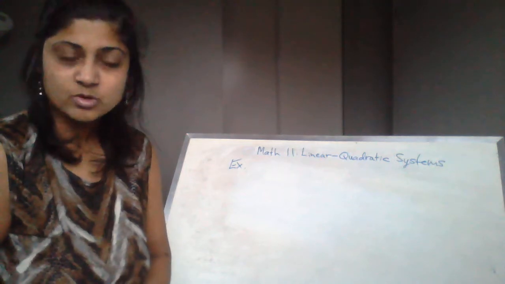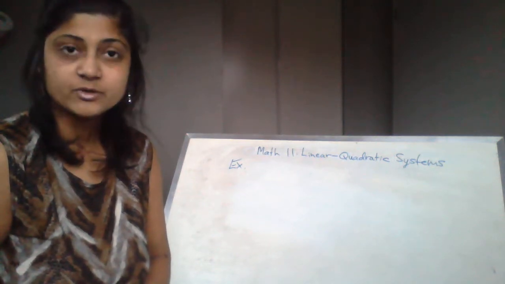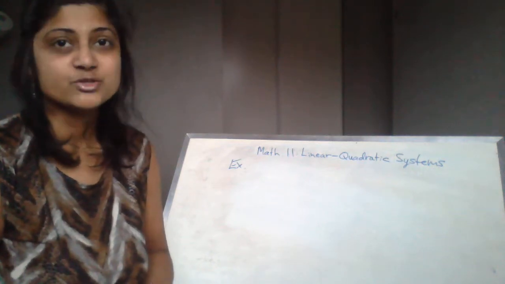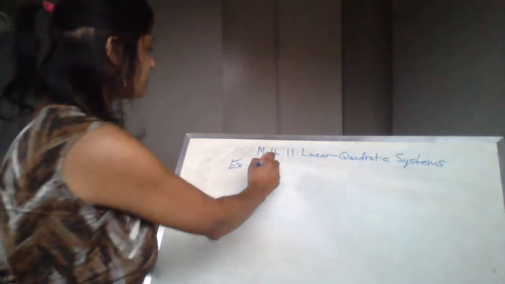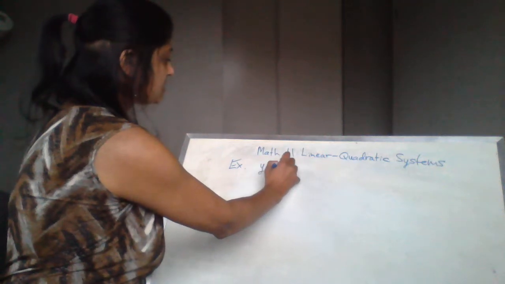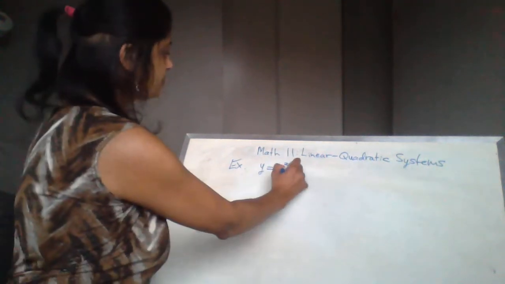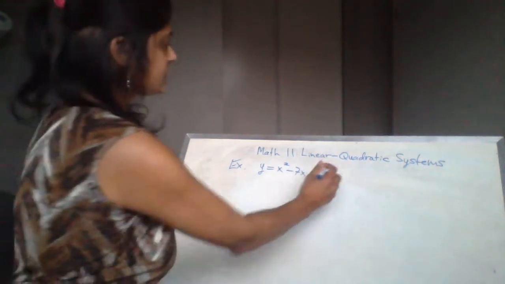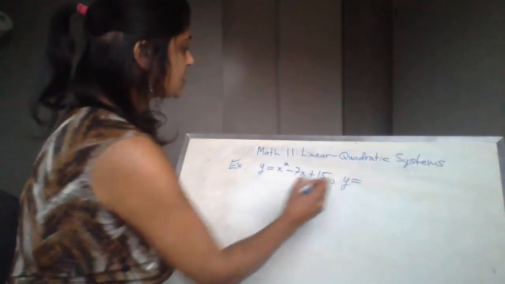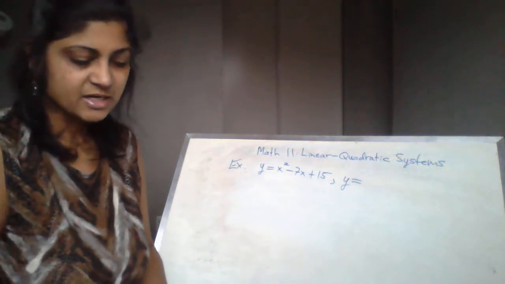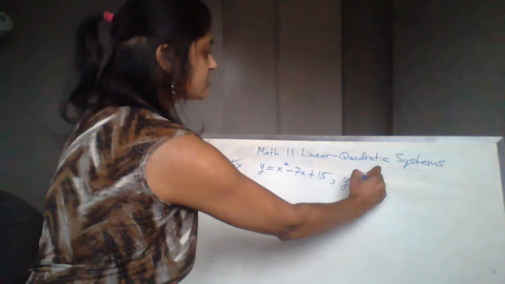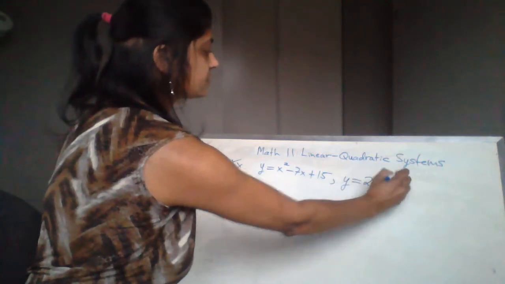And so let's try this question here. It says determine the coordinates of the points of intersection of each linear quadratic system algebraically, okay? So let's start off with a simple one. So this is y equals x squared minus 7x plus 15. I can see the first function is my quadratic. The second one is going to be the linear function. So y equals 2x minus 5.